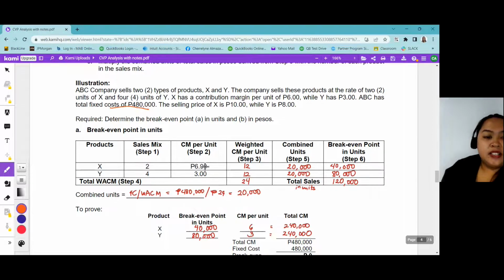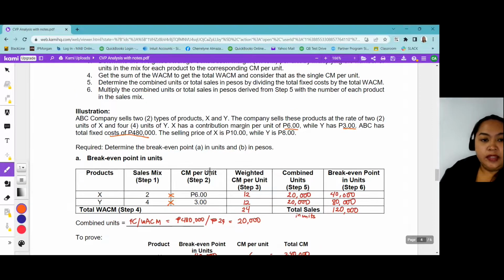Okay. So, first step is yung sales mix natin. So, saan natin nakuha yung sales mix? Sabi niya, the company sells this product at the rate of 2 units of X for 4 units of Y. So, 2 kay X and then 4 kay Y. And then, let's compute the CM per unit. Actually, binigay na yan. We have 6 pesos for X and 3 pesos for Y. So, ilatag nyo lang. And then we get the weighted contribution margin per unit. You multiply 2 times 6, 4 times 3. That is 12 and this is 12. So, ang total weighted average contribution margin natin is 24 pesos.